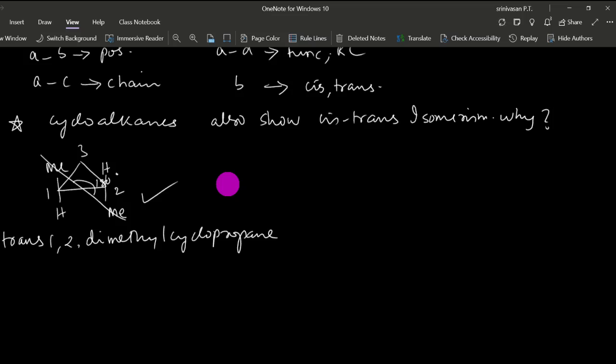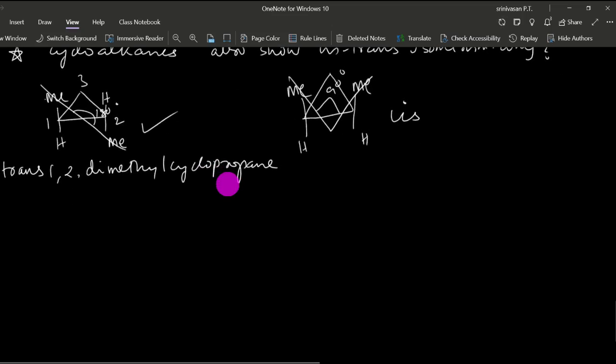This is trans. Why? Because the big methyl groups are at 180 degree. The cis isomer will be drawn like this. So you will have the methyl group here, you will have the methyl group here. So this will be 90 degree. Okay, so this will be the cis isomer. So similarly you can have any cycloalkanes. Any cycloalkanes can have this.